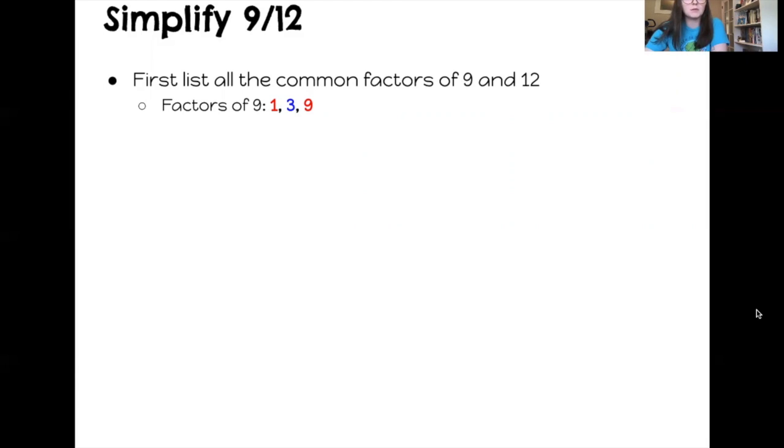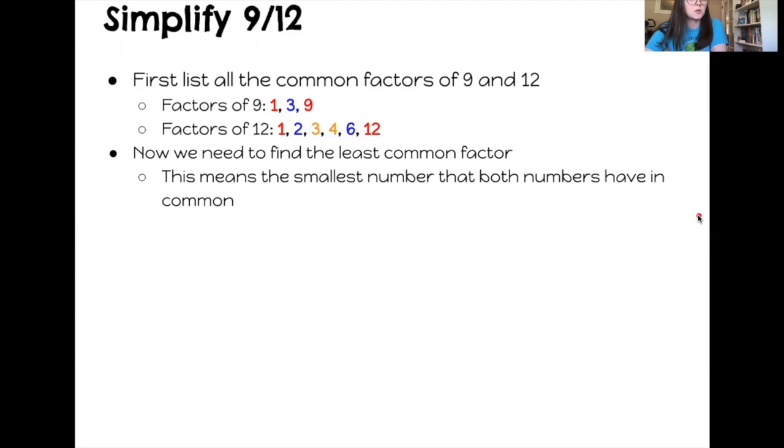All right, now I'm going to move on to 12. 1 times 12 is 12, 2 times 6 is 12, and 3 times 4 is 12. And you might notice that I put these in chronological order to help me find the one they have in common, okay? All right, so now we need to find the least common factor, which means the smallest number that both numbers, 9 and 12, have in common.